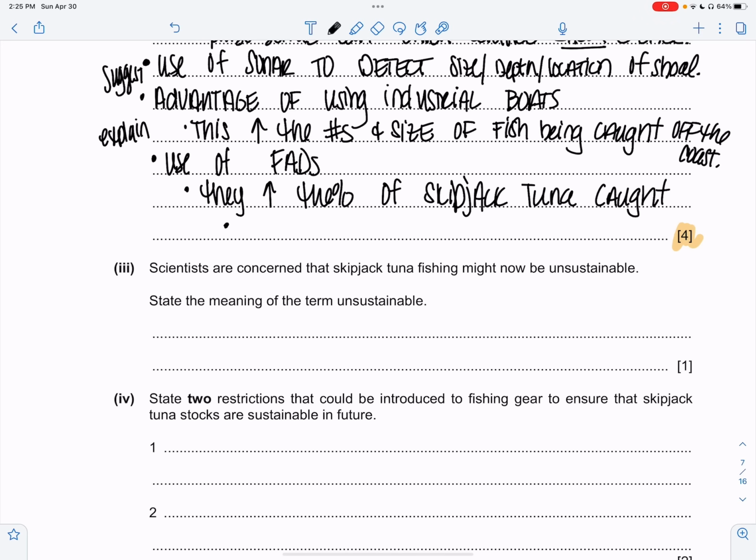And then again, use the data. So around 5 to 6 times more than no FAD use. Scientists are concerned that skipjack tuna fishing might now be unsustainable. State the meaning of the term unsustainable.